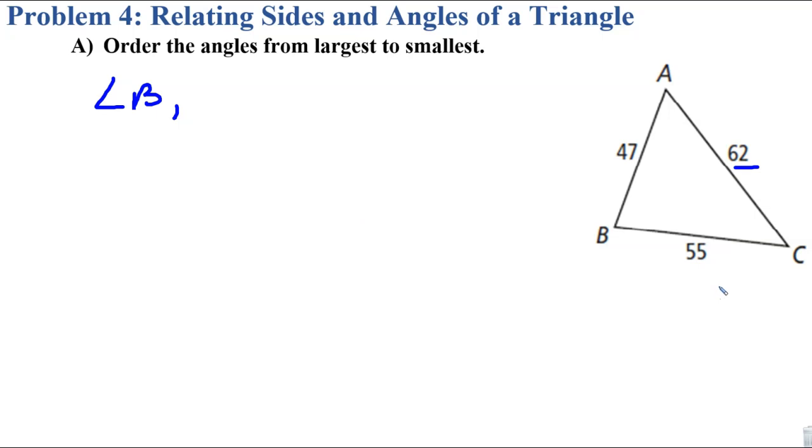Then my next longest side, 55, is going to be across from the next largest angle, angle A. And finally, since 47 is the smallest side, I know the angle across from it, C, will be the smallest angle. So based on these side lengths, I can order the size of the angles as B, A, C going from largest to smallest.